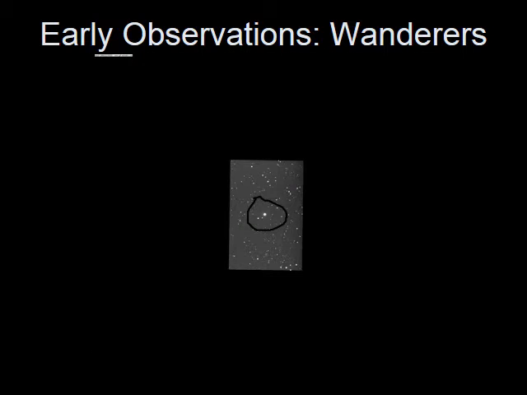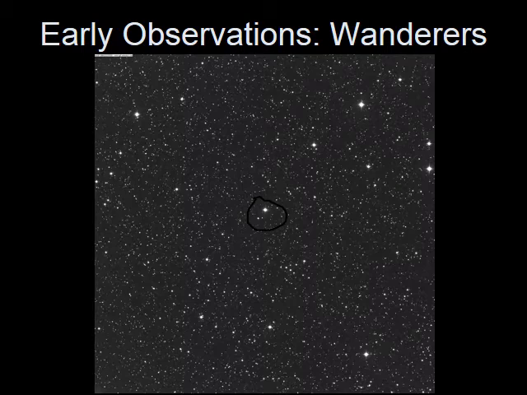And the name in ancient Greek for the word wanderer, the word that they used was planetes. And that's where we get the word planet from. And in fact, these were planets, and these were the early observations of planets. And what they saw was that the planets moved around in the sky differently than the rest of the stars.